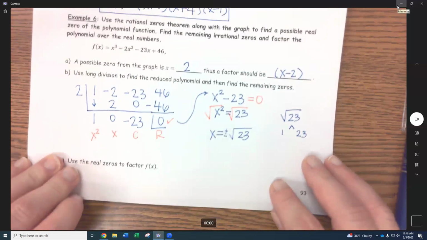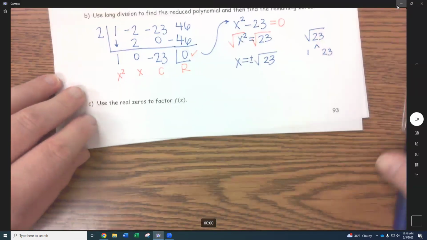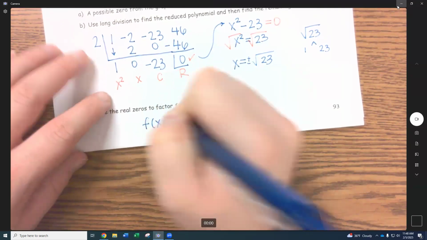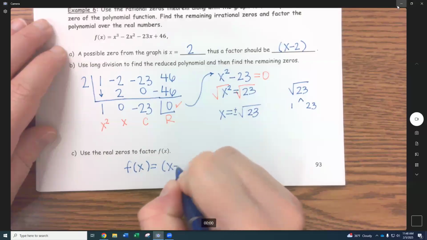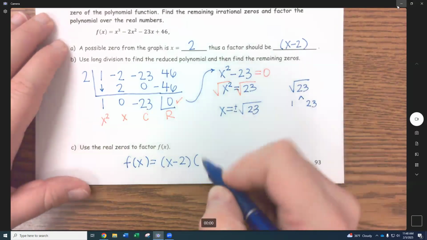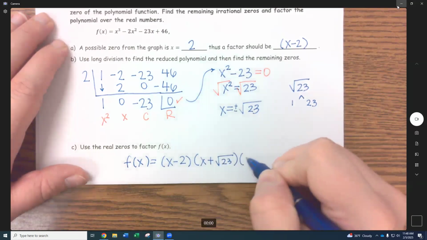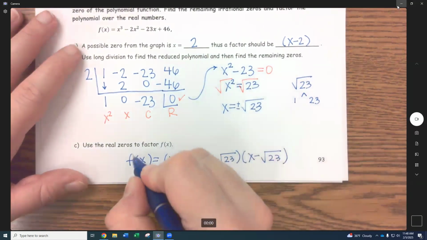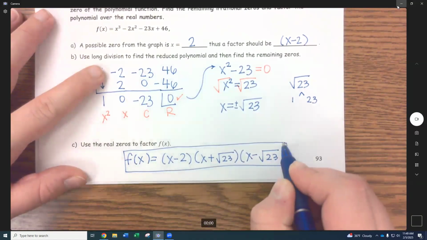Okay, so then lastly, use the real zeros to factor your f of x. So we already found one factor in part A up at the very beginning. We have this x minus 2. And then here are my other 2 factors. So we'll have x plus the square root of 23 and x minus the square root of 23. So this is my cubic in factored form.